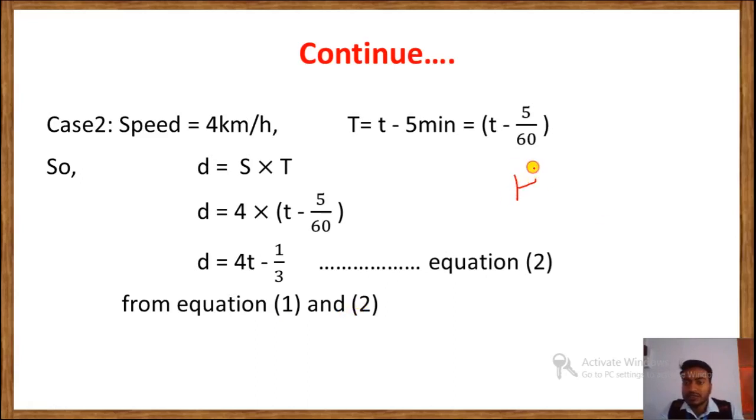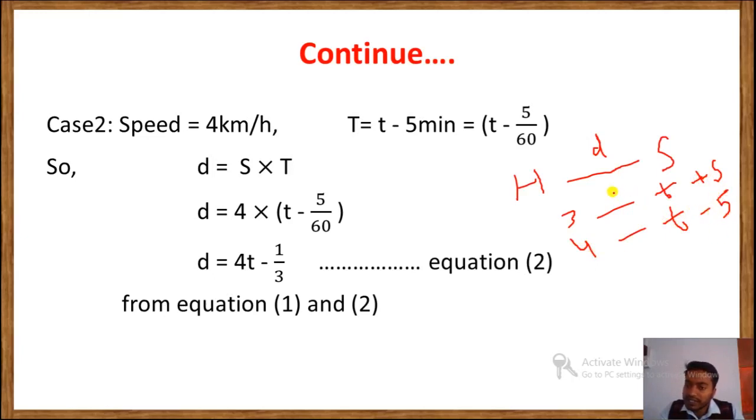from his home to school, distance we have taken d. Okay, when the speed is 3 km per hour, he reaches 5 minutes late. And when the speed is 4 km per hour, he reaches 5 minutes early. Okay, but the distance is same. The distance is same for this and for this also.